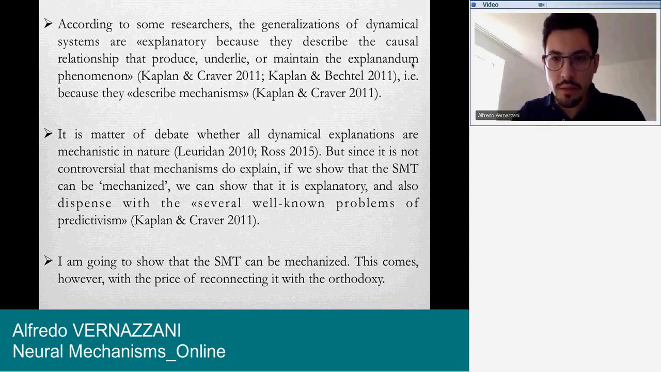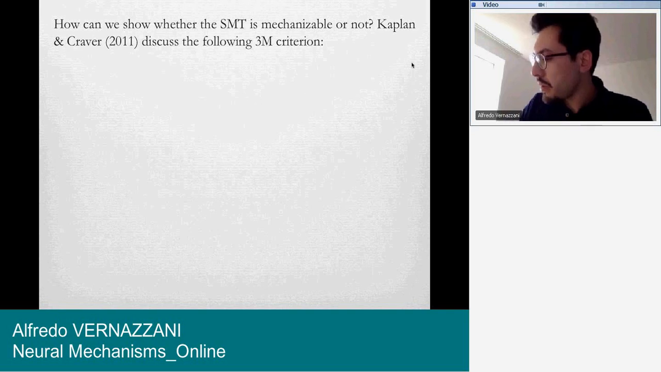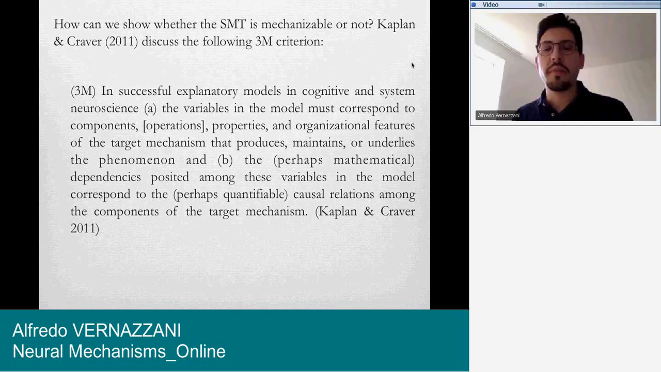Now, let's not jump to the conclusion too fast. How can we show whether the sensorimotor theory is mechanizable or not? The most famous criterion here was made by Kaplan and Craver in an influential paper. They call it the 3M criterion. Let's read the passage here, drawn from their paper.